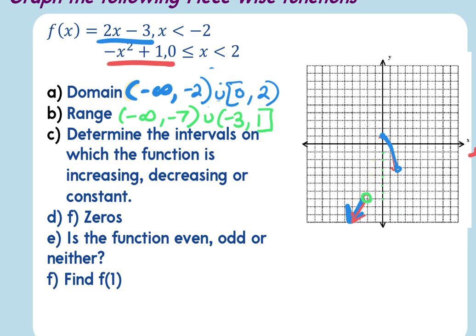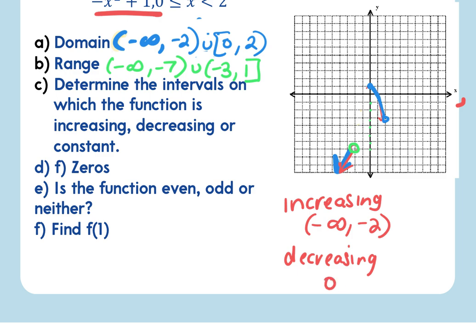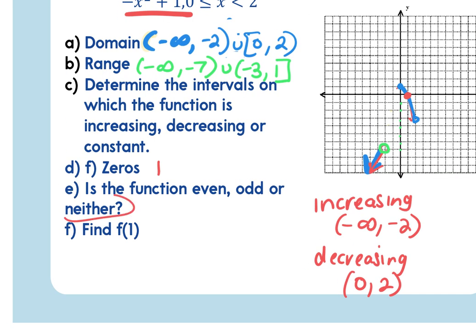Okay, so on the intervals, which is increasing, decreasing, it is increasing from -infinity to that point, which our x was -2, parentheses. And then it is decreasing from 0 to 2. Both get parentheses because we're talking about increasing, decreasing behavior. There is only one 0. It is where it crosses the x-axis here, which is at 1. The function is definitely neither. There's no symmetry there. And f of 1 is 0.